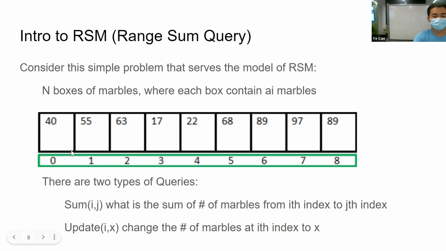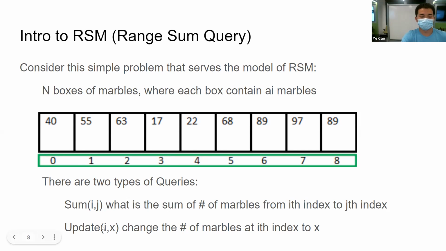So the first query will just give you the result 95, because the first box has 40 marbles, the second one has 55. So if you sum them together, it's 95. But i and j could be arbitrary numbers between, let's say, 0 and n-1. So it could ask what would be the sum between 0 and the 8th index. In this case, you have to sum all of this. Okay, that's the first type of query we have here.